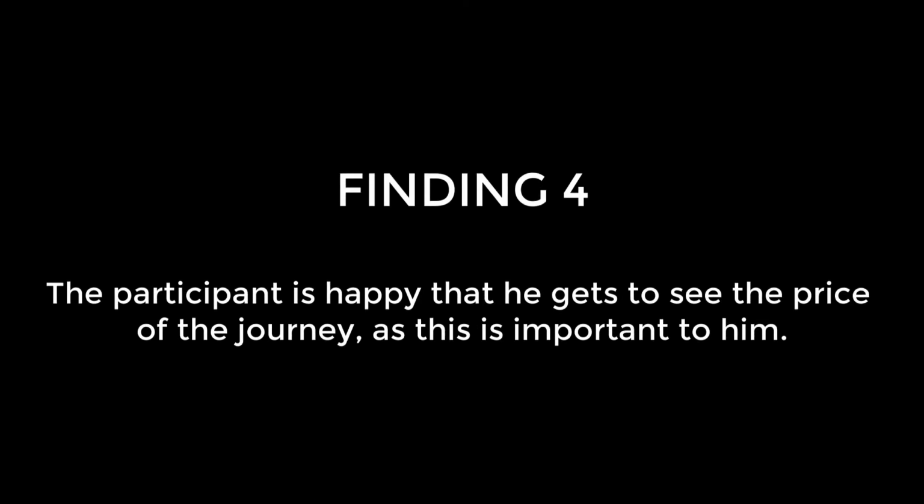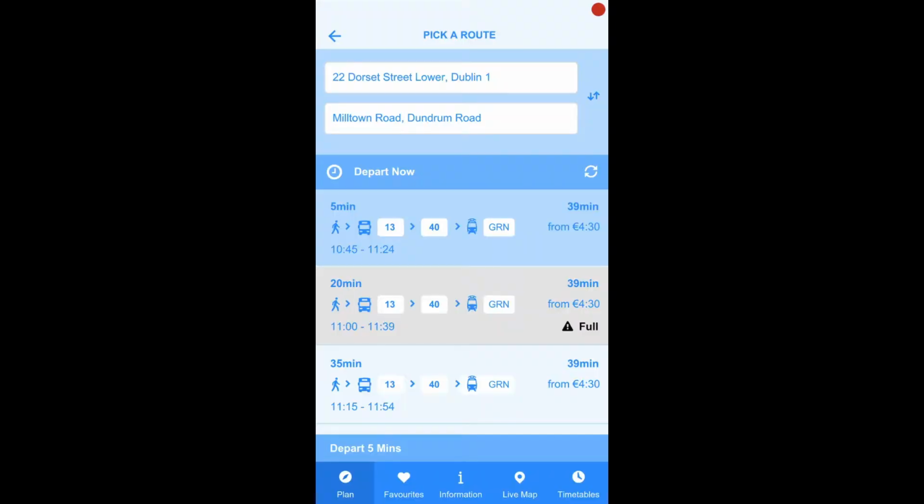Where you are. That's great. Go ahead. The participant is happy that he gets to see the price of the journey, as this is important to him. Okay, it's going to give you all of the different options. You can go in 5 minutes, you can go in 20 minutes, you can go in 35 minutes, I presume. And on the right hand side, I think it's giving you the duration of the trip, not saying in 39 minutes time you're going to arrive at your destination. So it's the same for each one. Presumably, it also gives you the price, which is really handy.